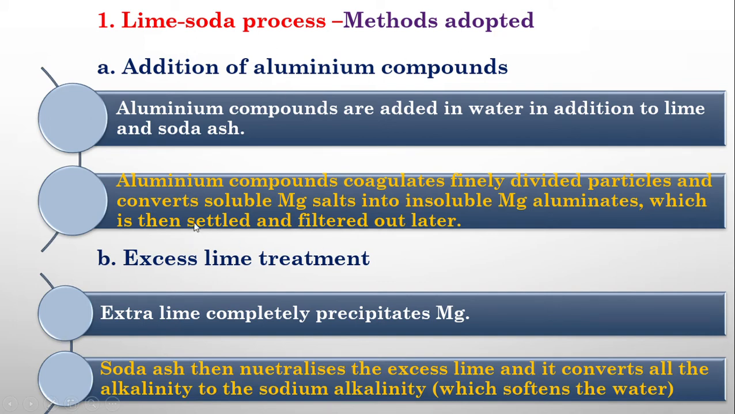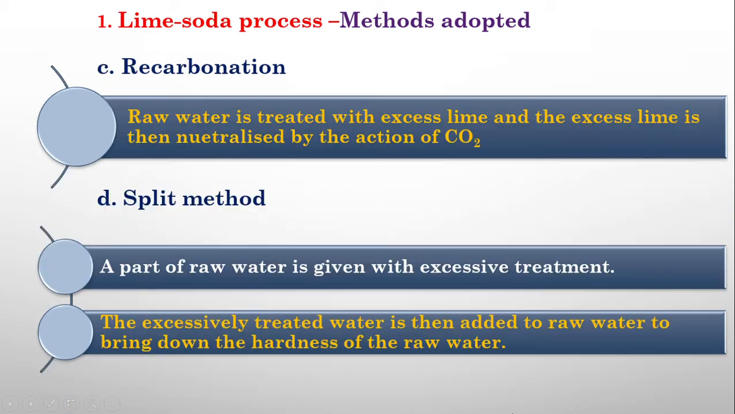When we are adding excess lime, the excess lime can remove the total hardness of water and soften the water. That is the second case. Third one is recarbonation. After adding this lime and soda, we will add some carbon dioxide for getting mineralized water. So this can also remove the hardness to a great extent.